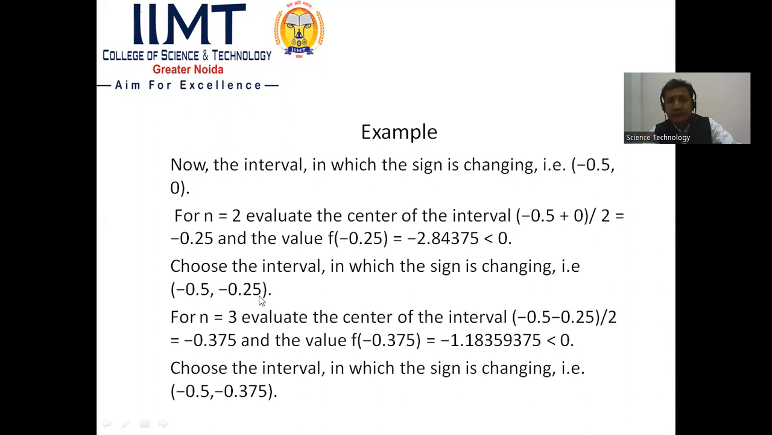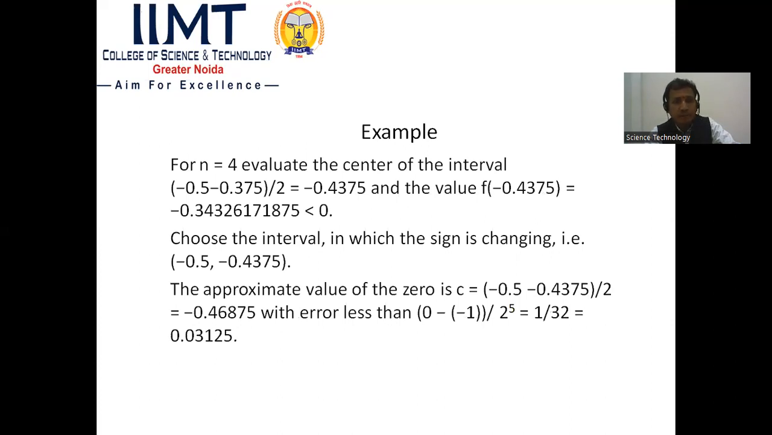After having this interval, we get minus 0.375, and the functional value at this new approximated root is again minus 1.183597375, which is less than 0. So again we will refine the previous interval. Now the new interval in which the function is changing sign is minus 0.5 to minus 0.375.